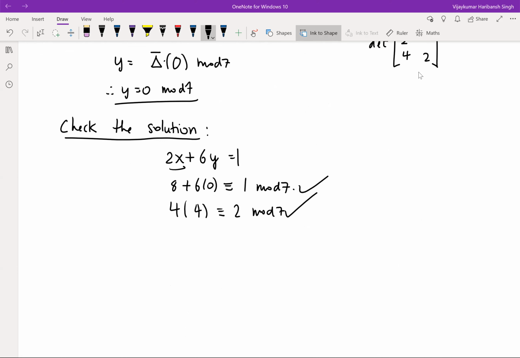Now, the same procedure can be extended to the system of linear equations with 3 unknowns using matrices.